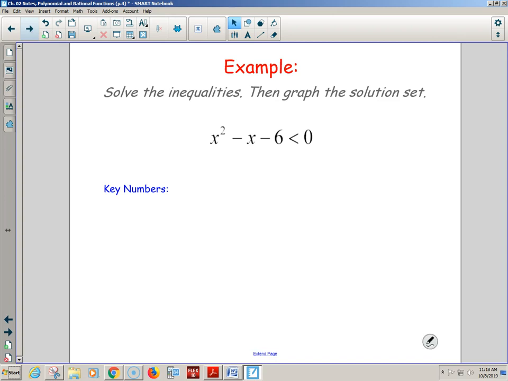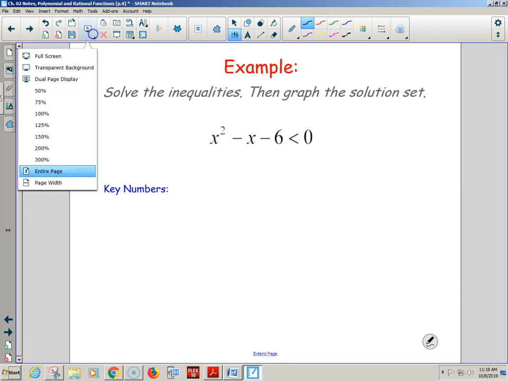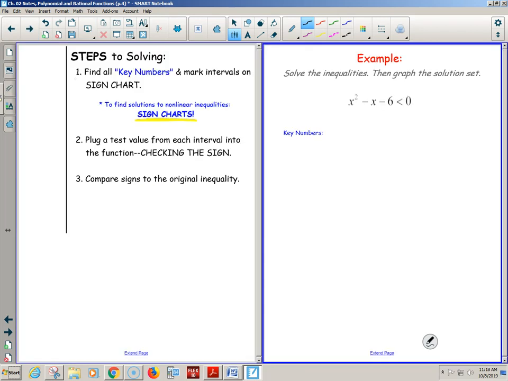Key numbers. The snazzy way to do it would be, and let me even show you the page of steps. Maybe you want to write down the notes, and maybe you want to see if you understand them first. Here are the steps to solving. Find all key numbers. Well, for this, it's a polynomial, true? So I'm looking for just my zeros. And my zeros, I set my polynomial in its factored form. Okay, so for key numbers, I'm finding my zeros. Yes, x equals -2 and +3.